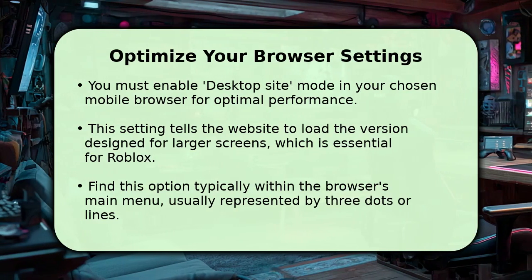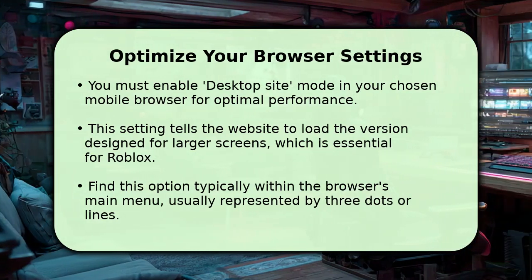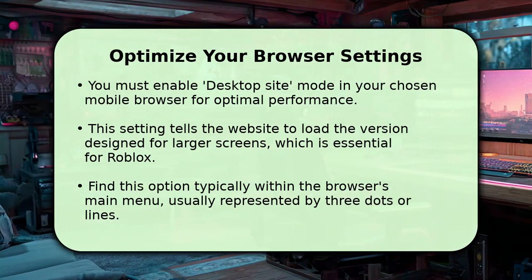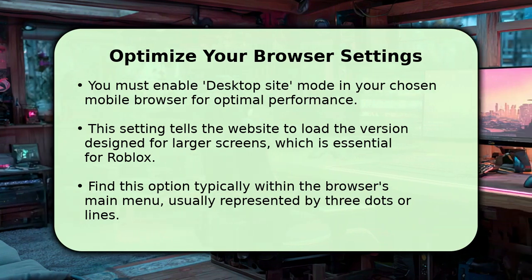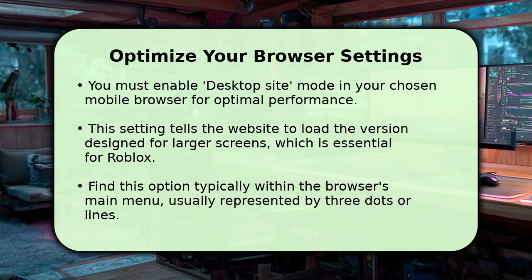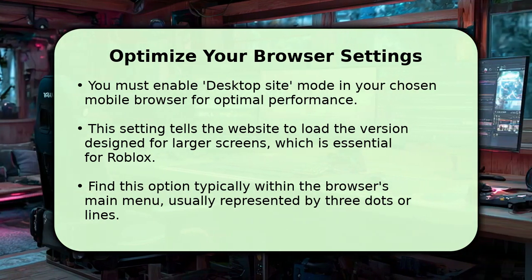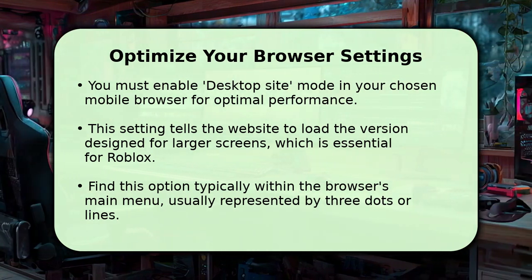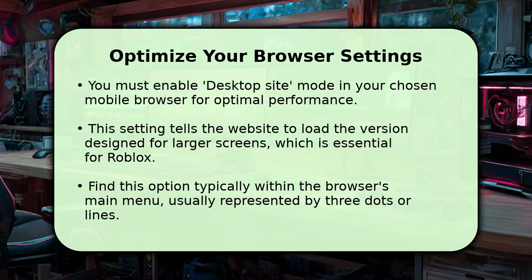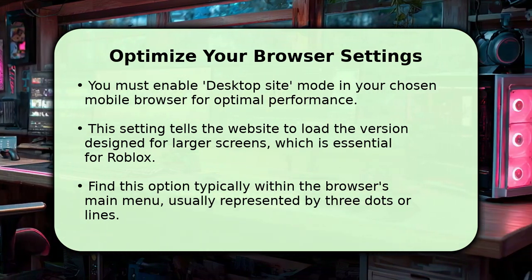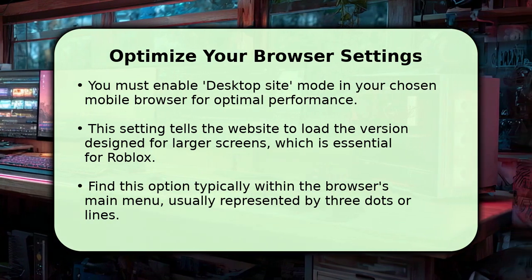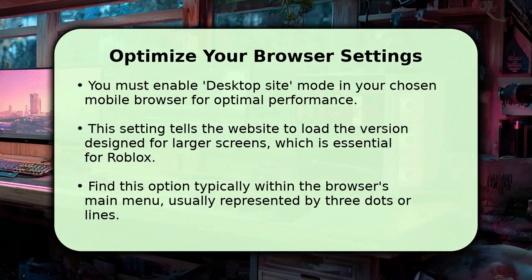Once you have your browser open, the next crucial step is enabling desktop site mode. Look for the browser's menu icon, often 3 dots or lines, usually in the top or bottom right corner. Select Request Desktop Site or Desktop Version from the options. This adjustment makes Roblox's website recognize your phone as a computer, allowing full access to games.